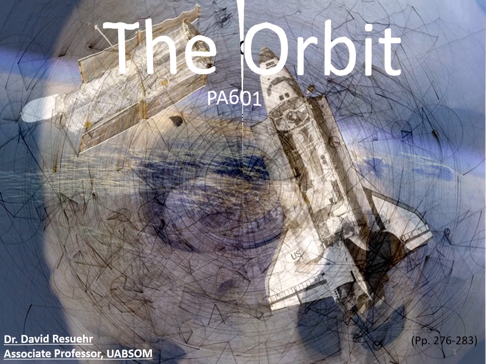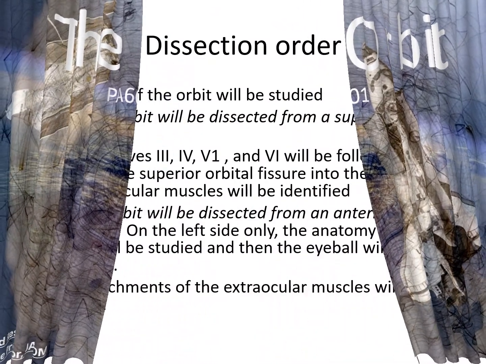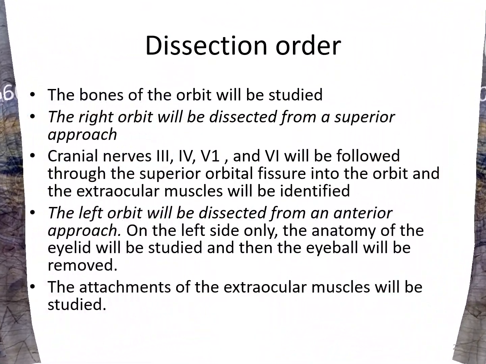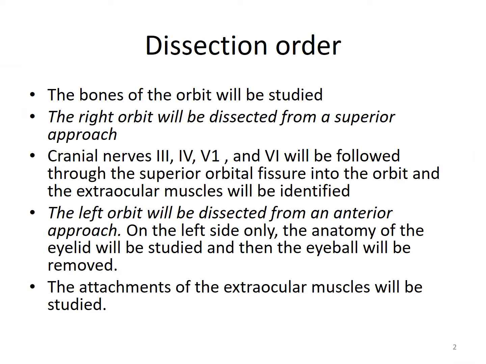The orbit. So the dissection order is going to be as follows. First, you're going to study the bones of the orbit.